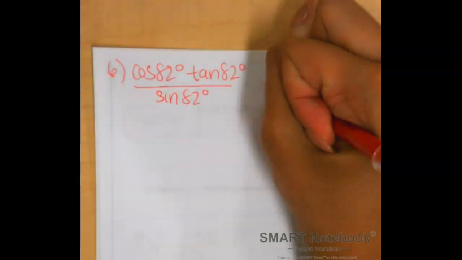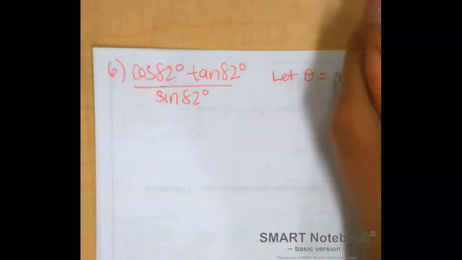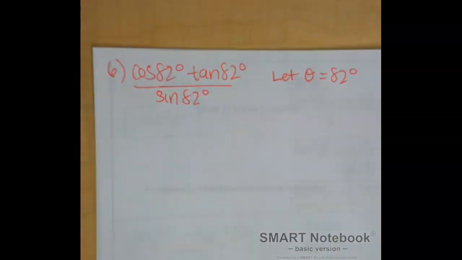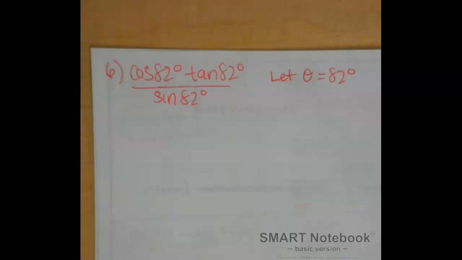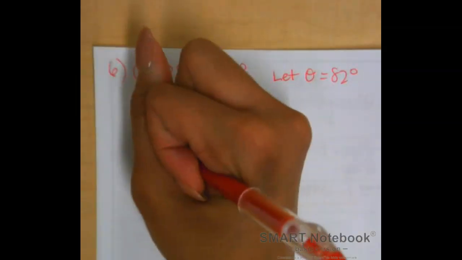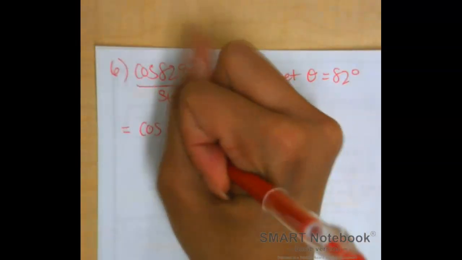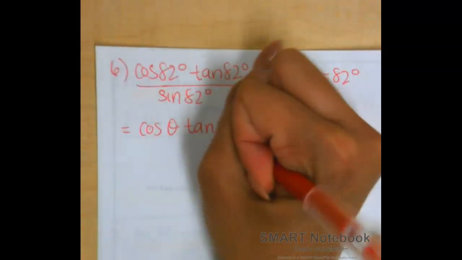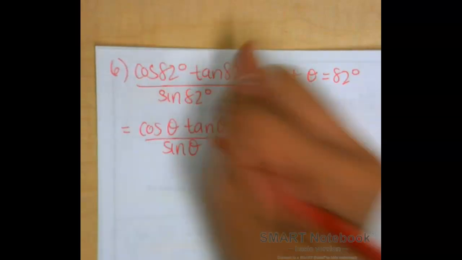Okay, so for question 6, I'm not going to lie. For all the questions we've done so far, we haven't had an actual angle measure in your parentheses. And that's okay. What we're going to do first is let theta equal the angle measure of 82 degrees. Just replace it with theta, because I don't know what 82 degrees is exactly, and I don't want that to confuse me as I simplify. So I'm going to rewrite this as cosine of theta, tangent of theta, all over sine of theta.